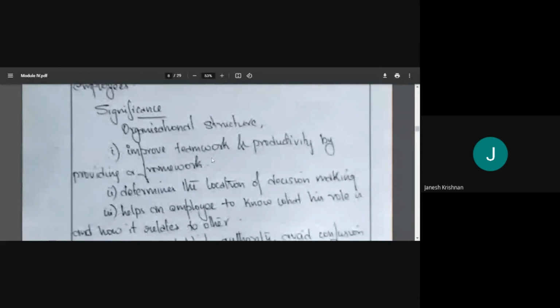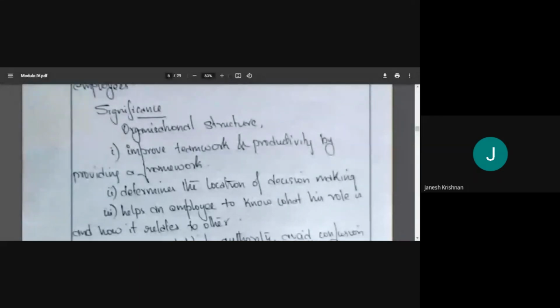Improve teamwork and productivity by providing a framework. Okay? Because there's a good organizational structure, there's teamwork. Your guide will make sure that you present according to that day. Because there's a project coordinator, dates will be announced well before, so you can plan accordingly. So there is good teamwork and productivity will increase because there's a framework.